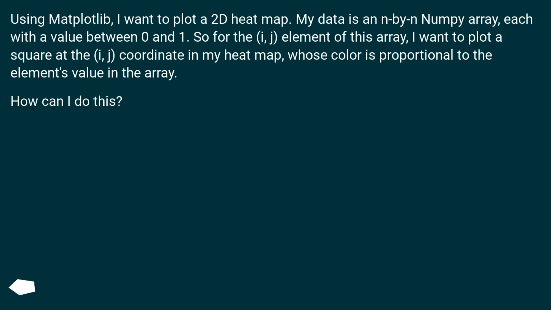Using matplotlib, I want to plot a 2D heat map. My data is an n by n numpy array, each with a value between 0 and 1. So for the i, j element of this array, I want to plot a square at the i, j coordinate in my heat map, whose color is proportional to the element's value in the array. How can I do this?